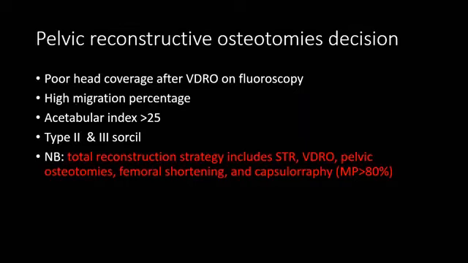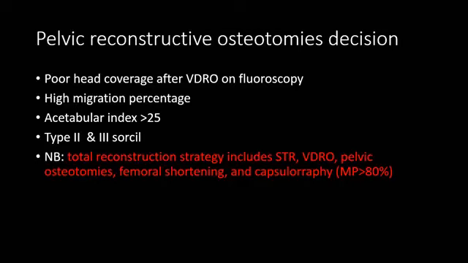Pelvic reconstructive osteotomy decisions are based, first, on poor head coverage. So you have to have a very good X-ray. And this, of course, is after you have done your varus derotation osteotomy; on fluoroscopy, you assess it. The stability of the hip intra-op is very key when you are taking the decision on pelvic osteotomies. The high migration percentage will help you decide whether to do an osteotomy or not. Acetabular index of 25, and then type 2 and type 3 Severin.